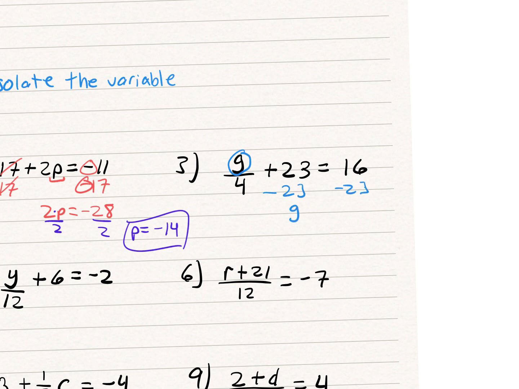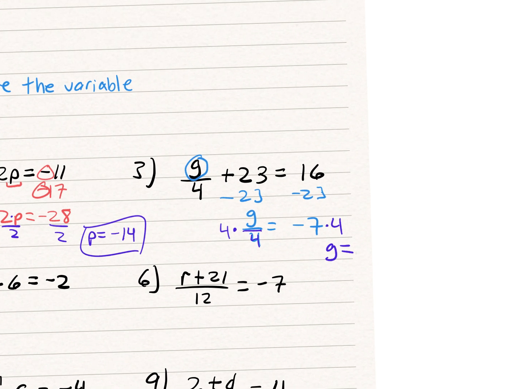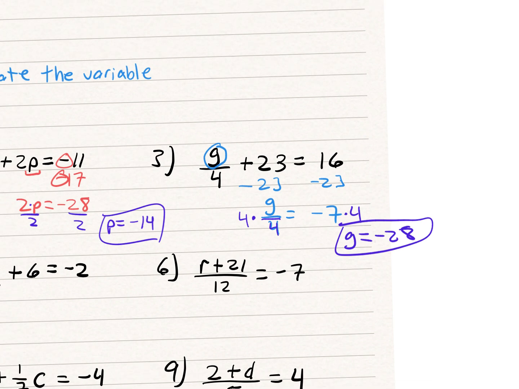All right, so then we get G over 4 equals 16 minus 23. All right, if they have opposite signs, you're going to subtract. 23 minus 16 is going to give you negative 7. All right. And then to get rid of this dividing by 4, we want to multiply by 4 on both sides. And then we get G equals negative 7 times 4 is negative 28. Again, don't mess up the signs, right? Positive times negative is negative. All right.